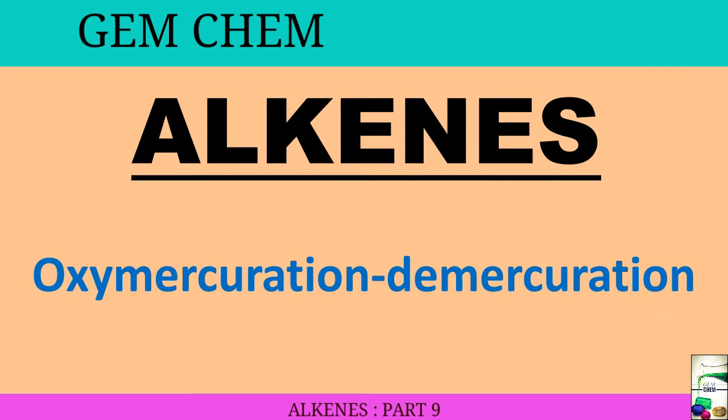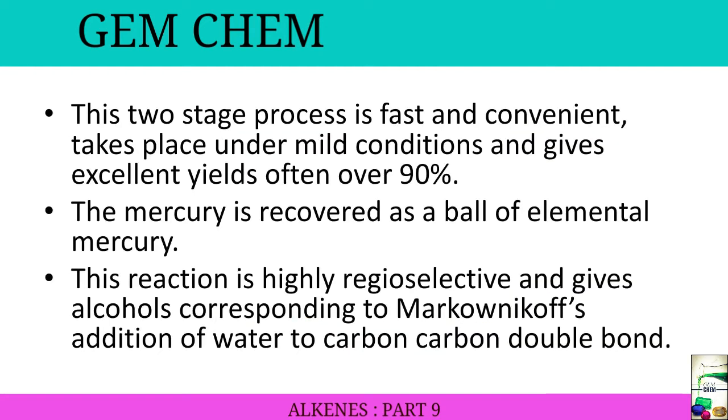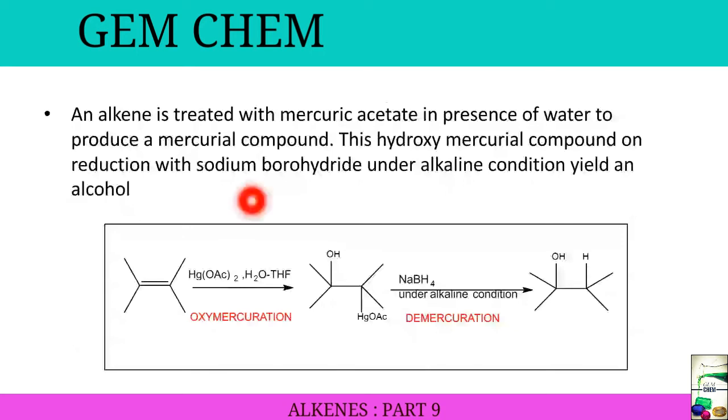Now let us start today's video. An alkene when treated with mercuric acetate in presence of water produces a hydroxymercurial compound, and this compound on reduction with sodium borohydride under alkaline condition yields an alcohol. So this is the basic process of conversion of an alkene to an alcohol.